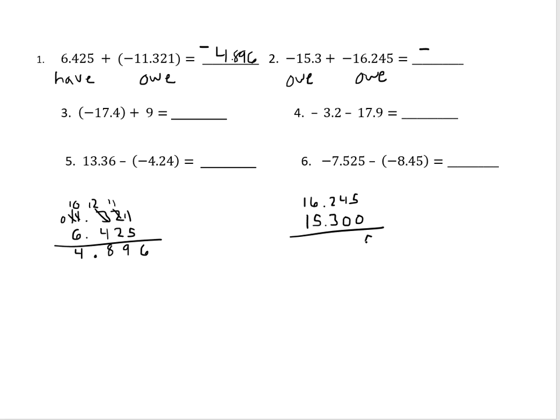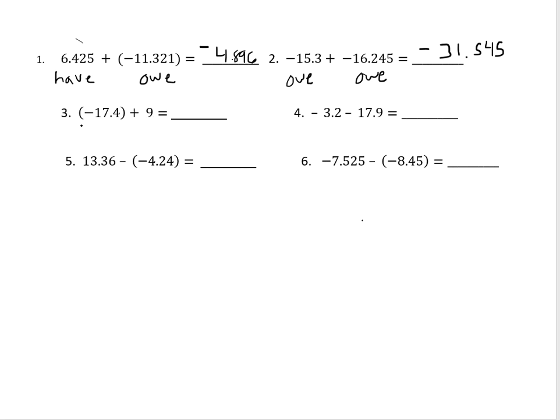5 plus 0 is 5. 4 plus 0 is 4. 2 plus 3 is 5. The decimal comes straight down. 6 plus 5 is 11. Put down your 1. Carry your 1. 1 plus 1 plus 1 gives us 31.545. Okay? And that 4, I'm going to rewrite that. I don't know why my 4s always turn into 9s. Okay, there we go. The next one, number 3, negative 17.4 plus 9.